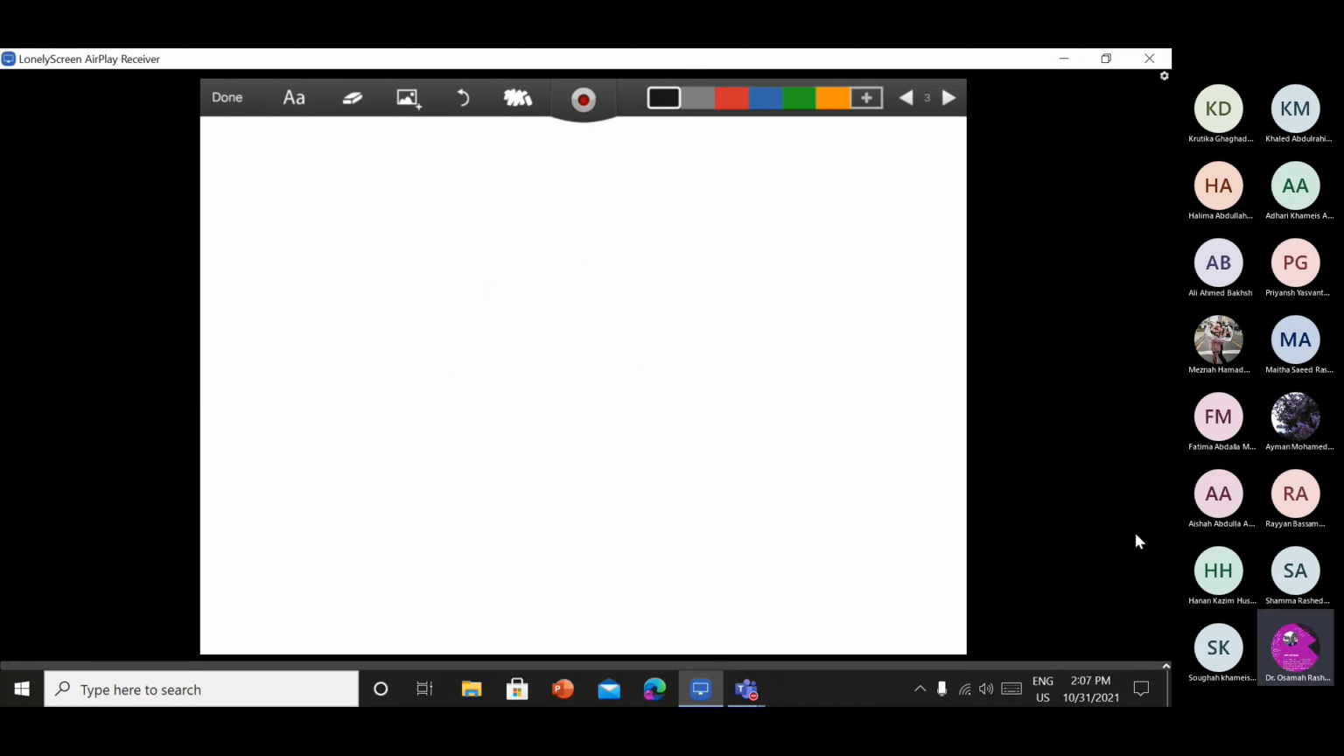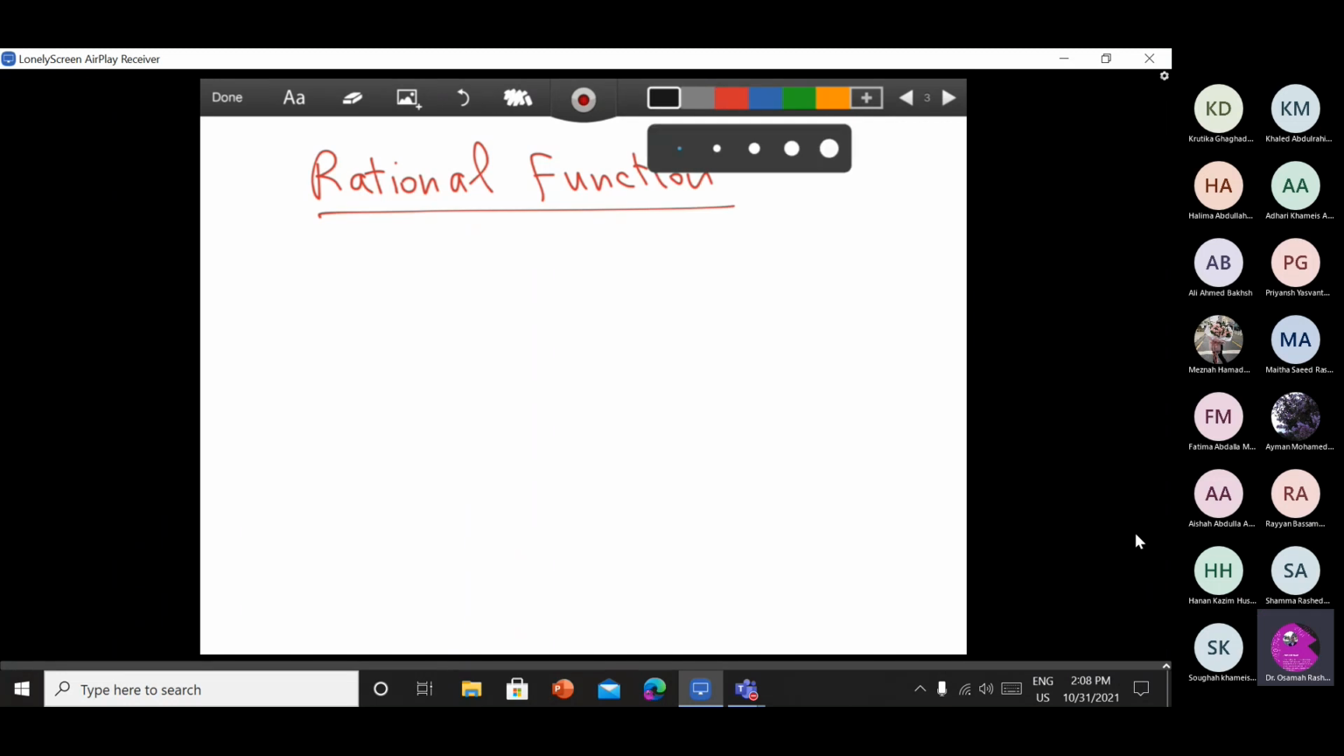Today we are going to talk about a special one. We call it a rational function. From the name rational, it means you have a fraction, so it has a numerator and a denominator. Your function f of x will be a fraction, with the numerator p of x and the denominator q of x.